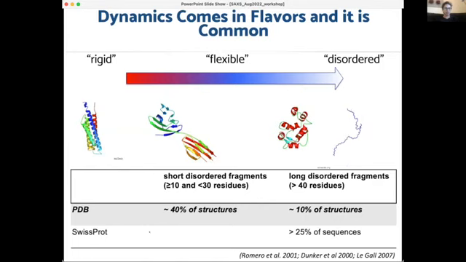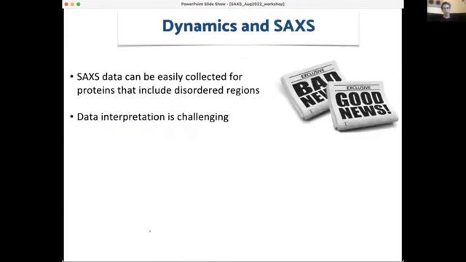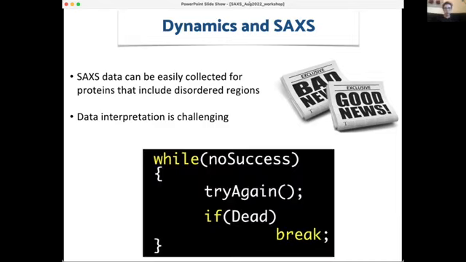And so to fit the data properly, we need to model this disorder. So the good news is that SAXS data is capturing this disorder, and we can now try and model this. But the bad news is that data interpretation is challenging. Okay, so we need to figure out what to do.